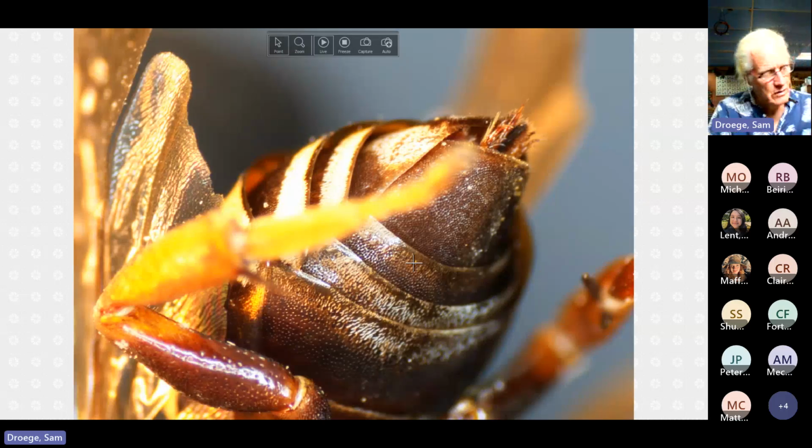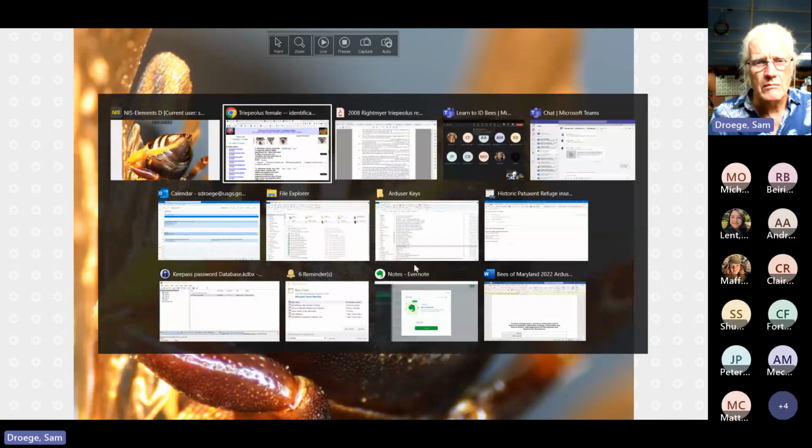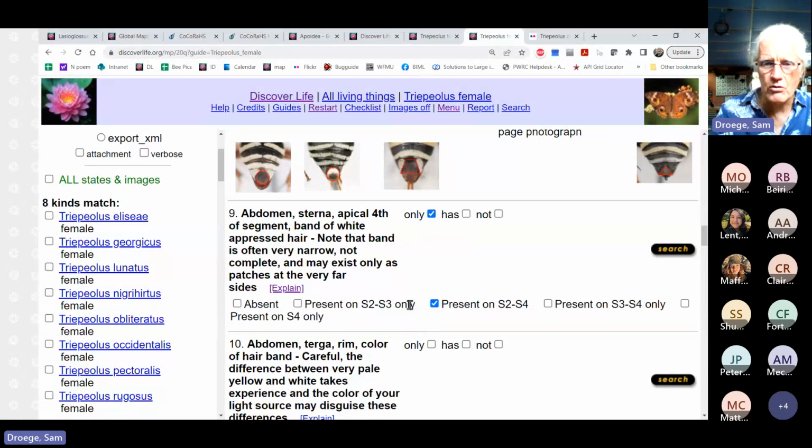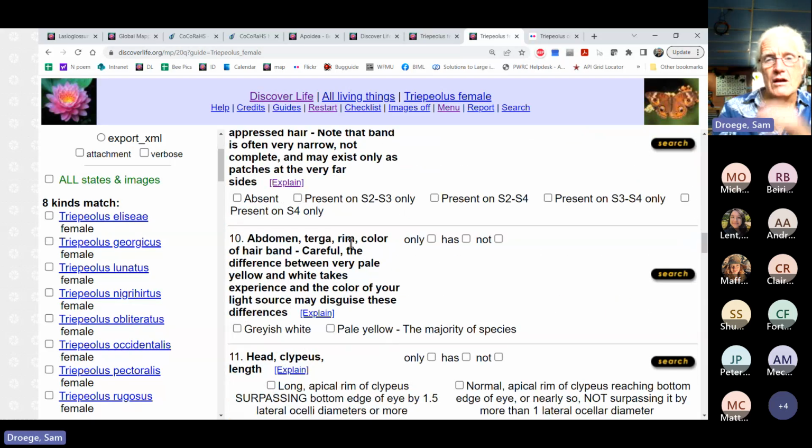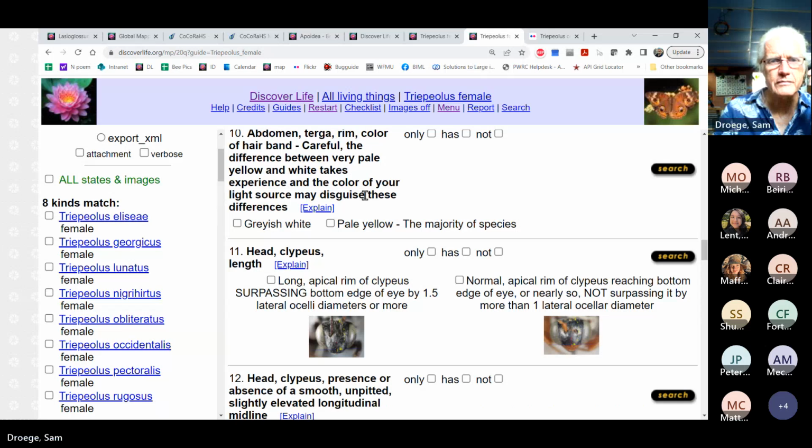And again, you can choose on Discover Life more than one category if you're not sure, just to be safe. And we want to be non-guessing. Okay, so that's the hair bands there.